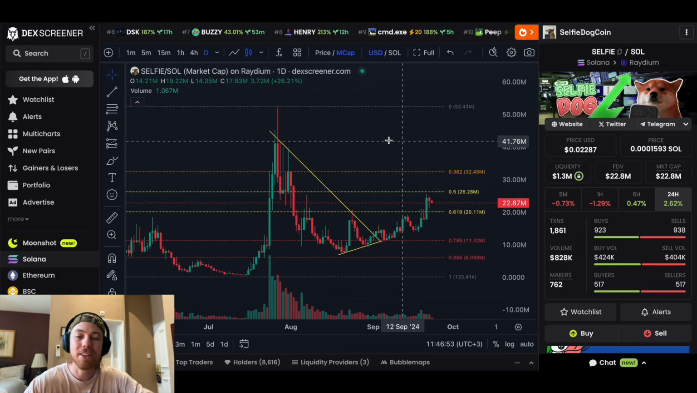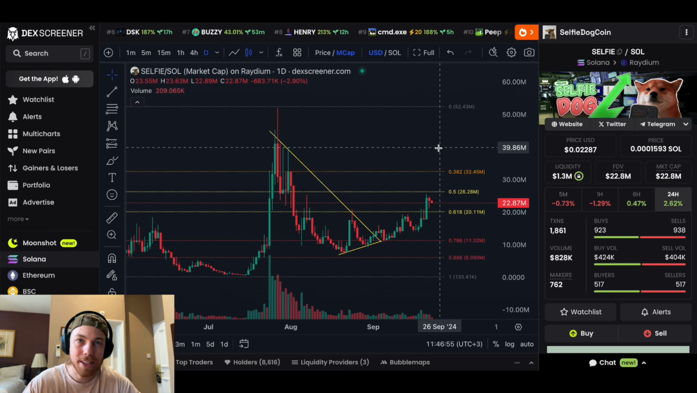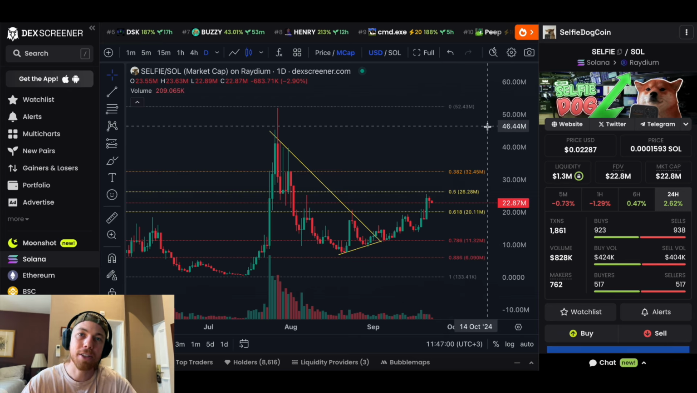So that's insight into how I use TA to make consistent money trading meme coins. If you have any beginner questions, guys, let me know in the description below. I'll be more than happy to help you out. Cheers. So there you have it, guys. That's how I use meme coin charts to make a lot of consistent profits.